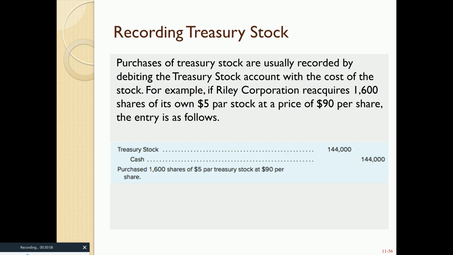Let me give you an example. So a company goes in and they purchase their own shares. They're going through a buyback program. For example, Riley Corporation reacquires, they're buying back 1,600 shares of its own $5 par value stock, but they buy it for $90 a share. Here's the journal entry. We're going to debit this account called treasury stock, in this case 1,600 shares times the purchase price, which is $90 per share. That comes to $144,000. And we wrote a check, so we're going to credit cash for $144,000.